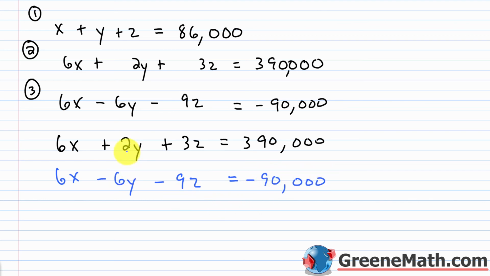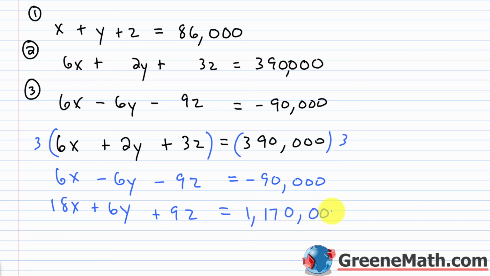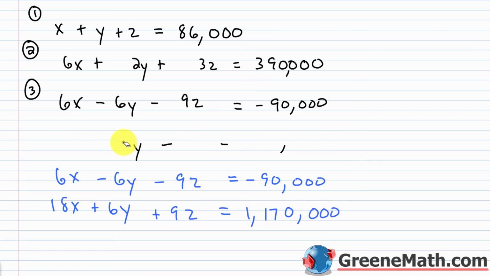All right, so if I want to eliminate y, the easiest thing I can do, since I have negative 6y here and 2y here, I can multiply 2 times 3 and get positive 6. Positive 6 and negative 6 are opposites. So I'll multiply this by 3, and the same thing on this side. 3 times 6x is 18x. 3 times 2y is 6y. 3 times 3z is plus 9z. And this will be equal to 3 times 390,000, which is 1,170,000.